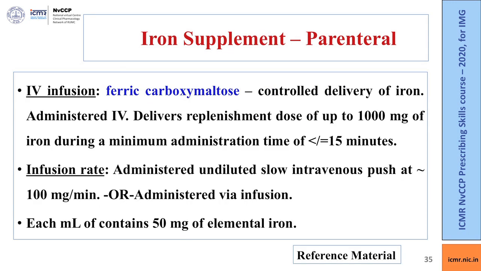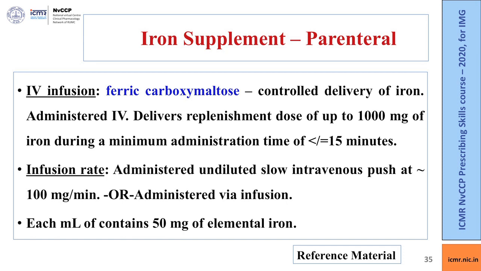Another parenteral preparation for intravenous use is ferric carboxymaltose, which consists of a ferric hydroxide core stabilized by a carbohydrate shell, which allows for controlled delivery of iron to the target tissues. Administered intravenously, it delivers a replenishment dose of up to 1000 mg of iron during a minimum administration time of less than or equal to 15 minutes.